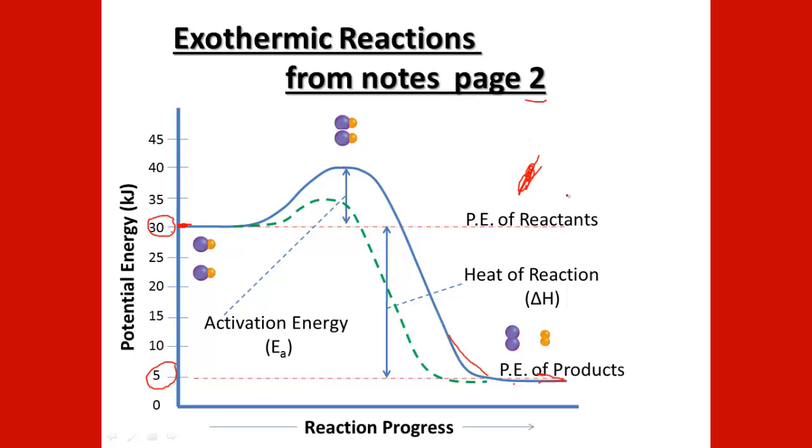So for exothermic, we could do that math: 5 minus 30 would equal negative 25 kilojoules of energy, meaning that has to be released. So there we get an exothermic reaction.